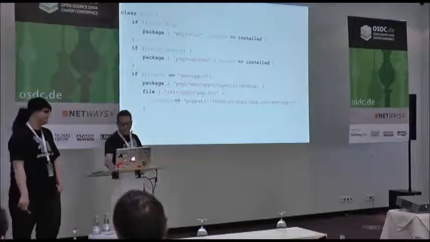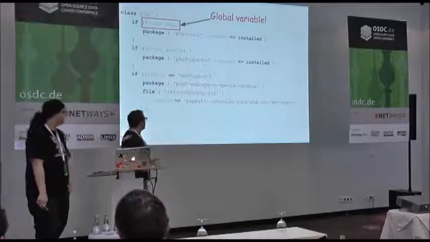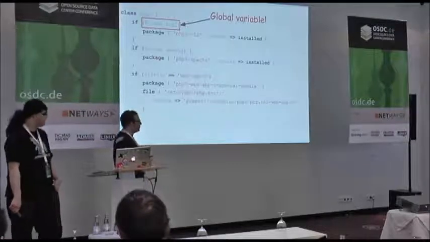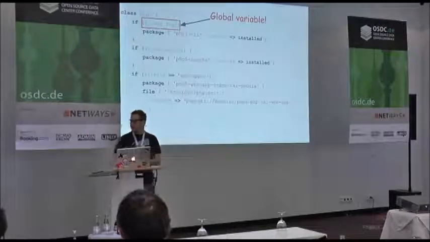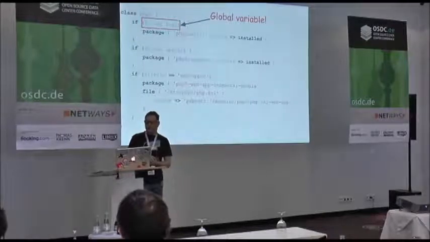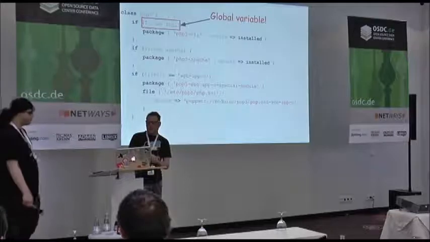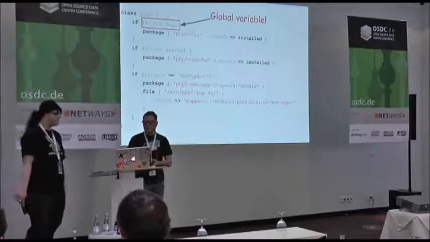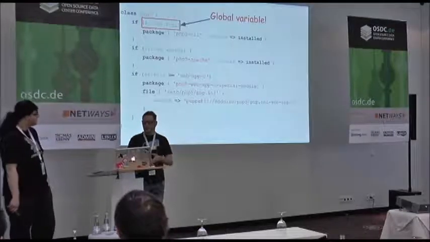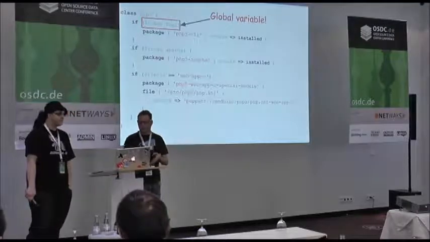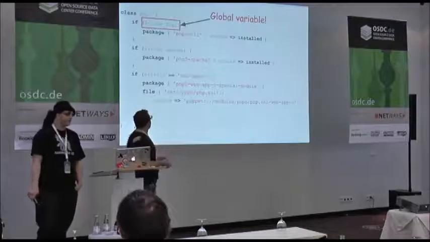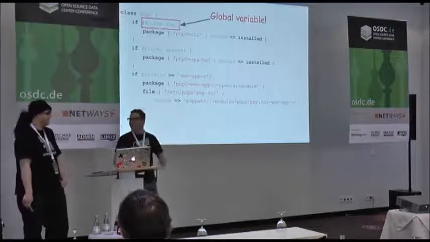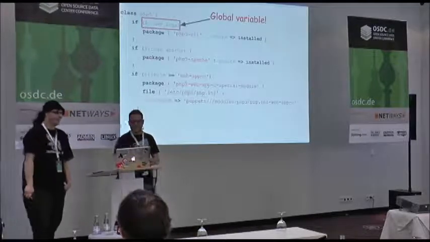The first thing is global state. We have a global variable here, and the problem with global variables is always that you lose, for example, reusability and testability, and you get pollution of the global namespace. Just imagine there is another class which also has FastCGI, and they are battling over who is the winner of has FastCGI.